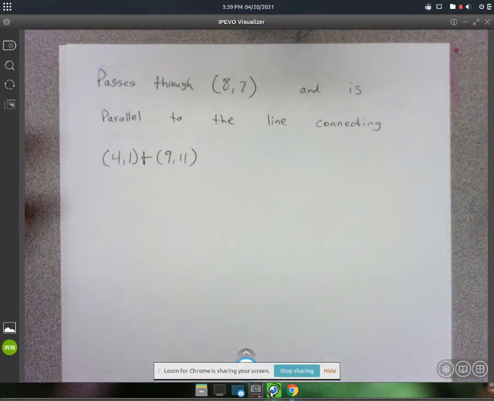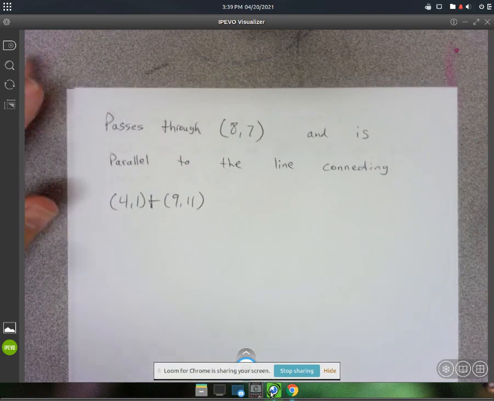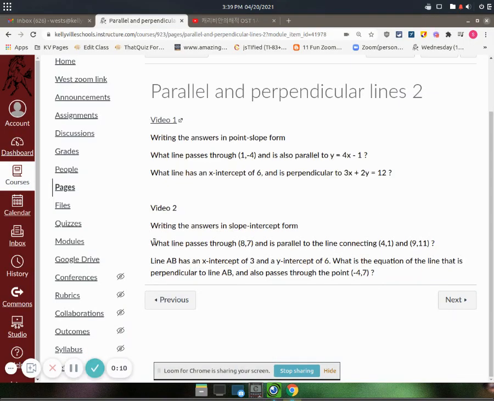All right, so same idea here, except we're going to be writing our answers in slope-intercept form, right? All right, so what is the line that passes through 8, 7 and is parallel to the line that connects these 2 points? So we don't actually have to find the equation of the line that connects those 2 points, but we do need to know the slope. Because whatever the slope is, if our new line is parallel to it, it's going to be the same slope.